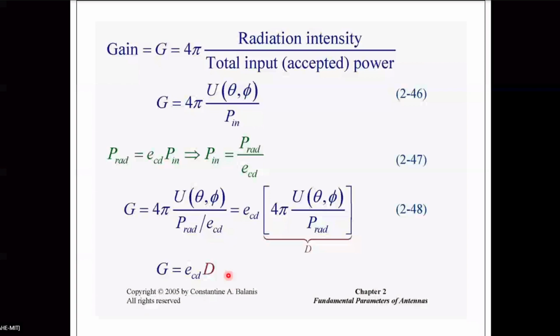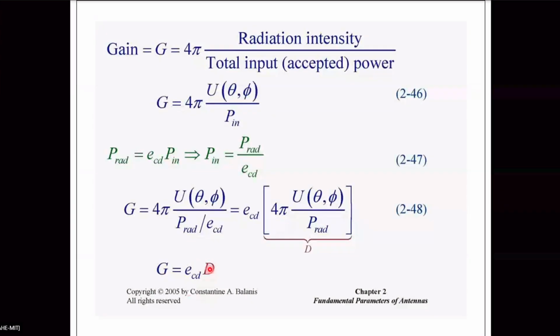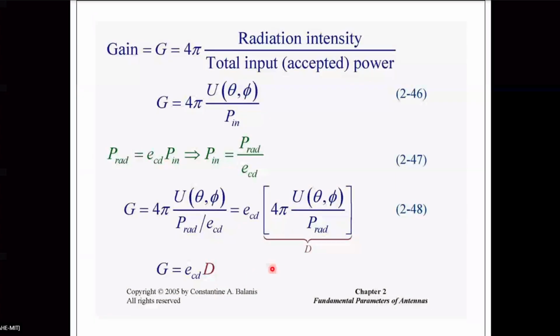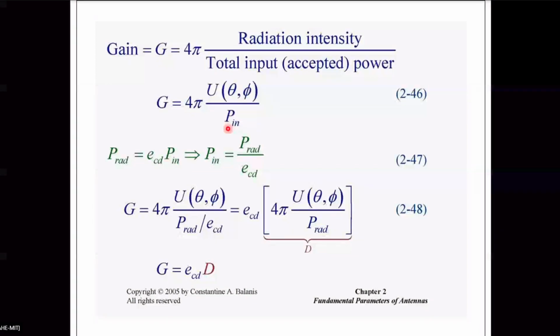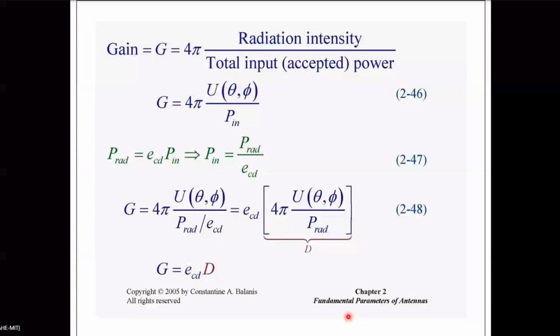Directivity is D naught. D is directive gain. So gain is ECD into D. Is it clear? Now P in is after the reflection loss, not before the reflection.